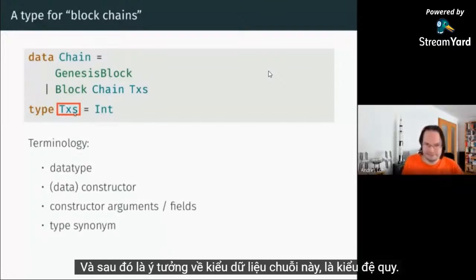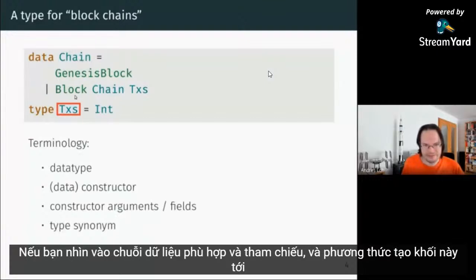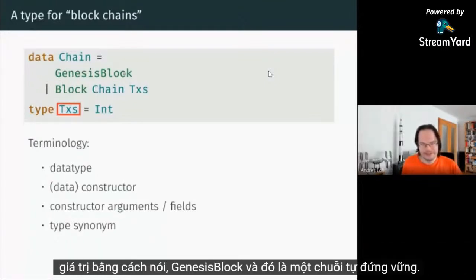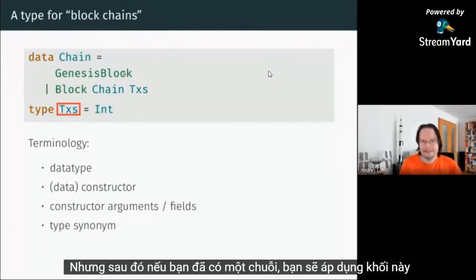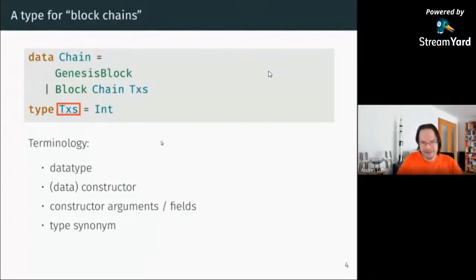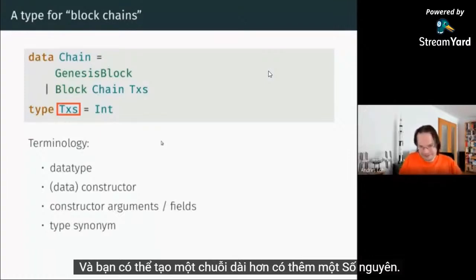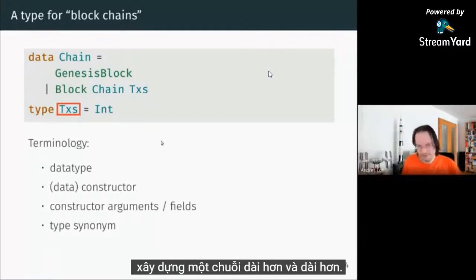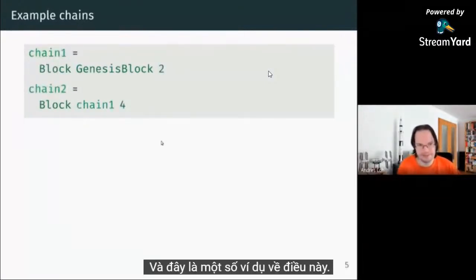And then the idea of this chain data type, which is recursive if you look at it, right? Data chain refers in this block constructor to chain again, is that you can build a trivial chain value by just saying Genesis block, and that is a chain that stands on its own and has no further data. But then if you already have a chain, you can apply this block constructor and extend it with a value of type TXS, which is just an integer. And you can create a longer chain that has an additional integer. And then by repeatedly applying this block constructor, you can build longer and longer chains. And here are some examples of this.